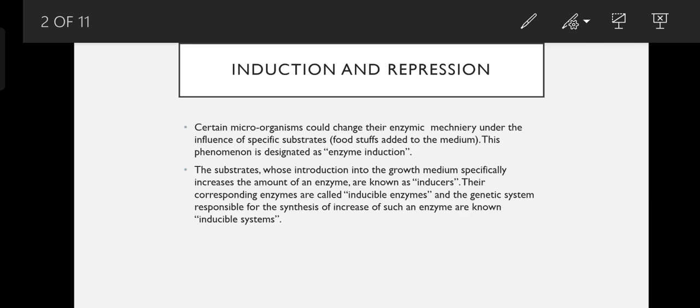Induction and repression. Certain microorganisms can change their enzymatic machinery under the influence of specific substrates. This phenomenon is called enzyme induction. The substrates whose introduction into the growth medium specifically increases the amount of an enzyme are called inducers. Their corresponding enzymes are called inducible enzymes, and the genetic system responsible for the synthesis of such enzymes is called an inducible system.